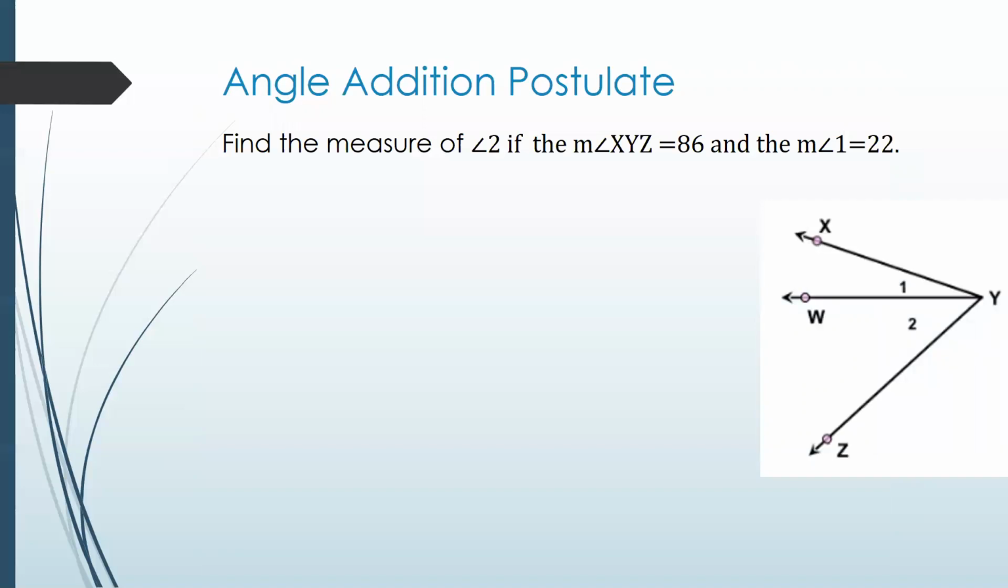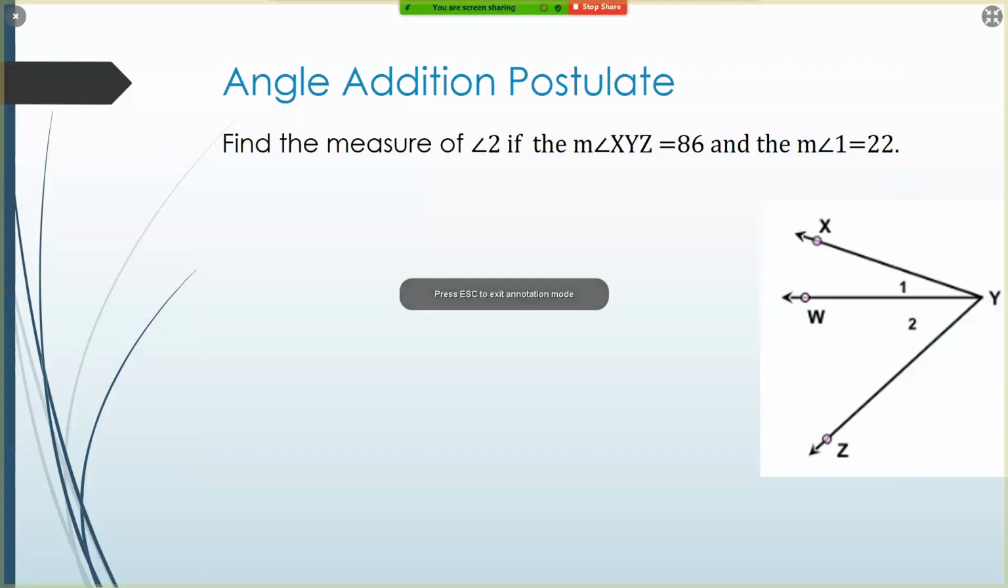So find the measure of angle 2 if the measure of XYZ is 86. Well, the first thing we need to talk about is, how do I know what angle XYZ is? So here's XYZ. I'm going to start at the first letter, X. I'm going to follow that to Y, so I'm going down this side to Y. Then I'm going to turn and go to Z because Z is the next letter in my angle.